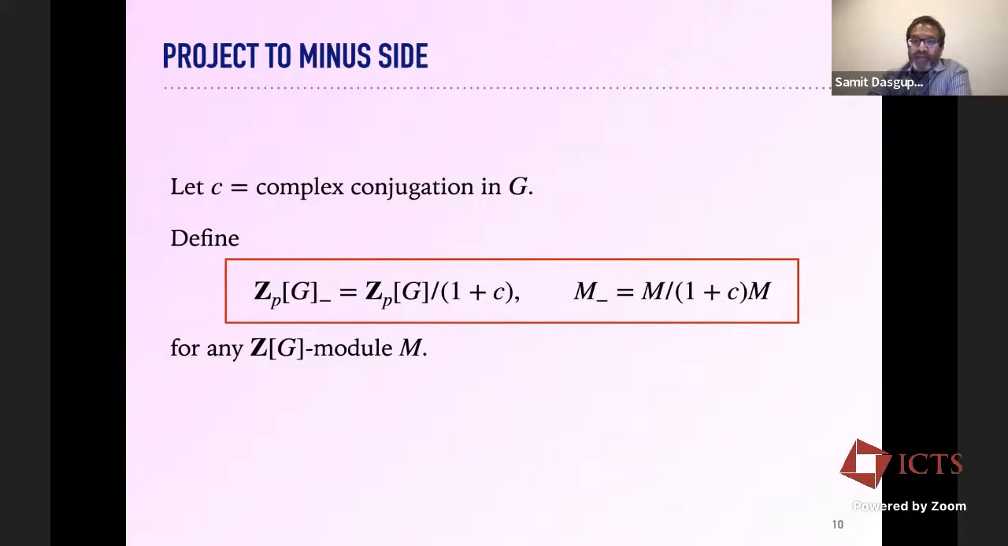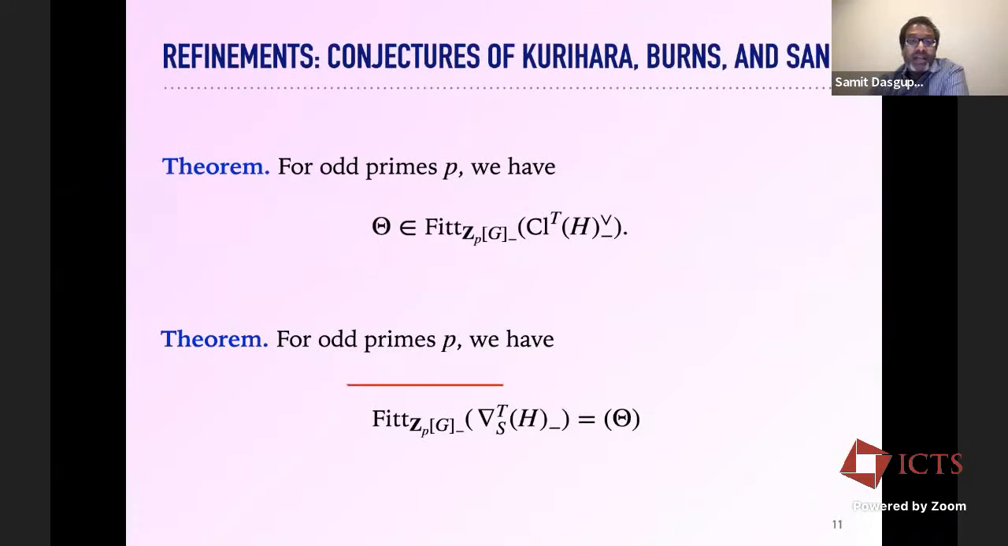And the same for any module. If I have a module M, then the minus part is what I get when I mod out by (1 plus C) times M. That is the largest quotient on which complex conjugation C acts by -1. So this is called the minus side. And now we're ready to state some refinements, and these precise statements are due to Kurihara, Burns, and Sano, which is that theta is not just in the annihilator of the class group, but it's in the fitting ideal of the Pontryagin dual of the class group. And so this Pontryagin dual is important.